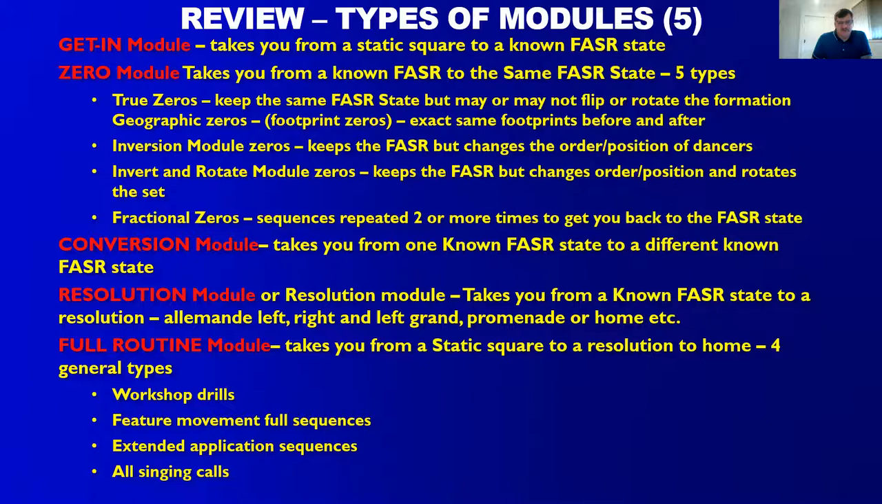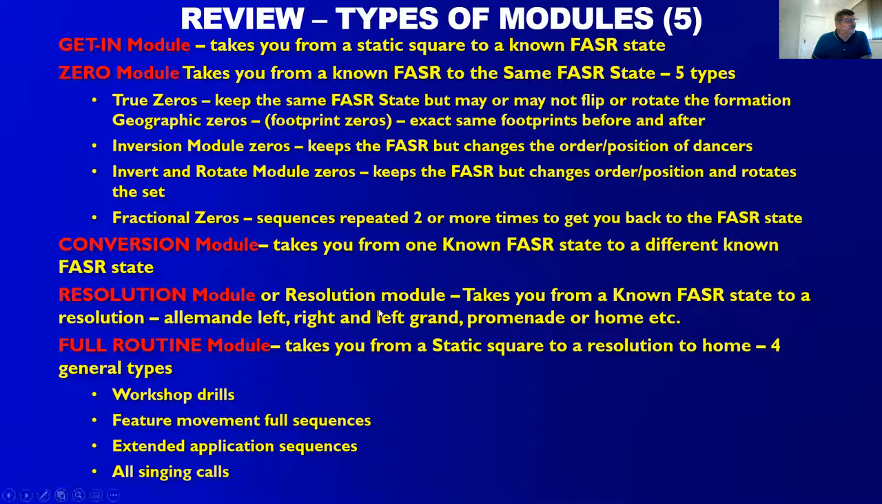And within the zero modules, there's the subtypes. There's the geographic or the footprint zero. There's the true zero, which keeps the footprint but may move you around the square. There's the inversion module, which keeps the phasor. So it may be a corner box to a corner box, but where you started with the sides on the outside, you may end up with the heads on the outside. It changes the order and the position of the dancers, but does not change the formation.